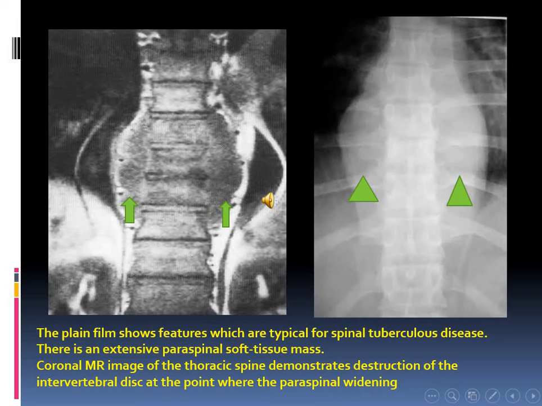In this image we can see on the right side the plain X-ray of thoracic spine, and on both sides we can see a paraspinal soft tissue density, while on the left side we can see a coronal MRI, and also there is a paraspinal soft tissue density with abnormality in the thoracic vertebra and the intervertebral disc space. In fact, this is a diagnosis of the most common infection in the thoracic spine, which is the spinal tuberculosis.